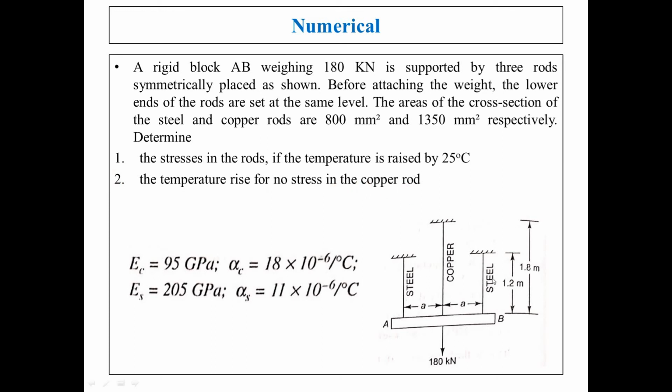So two steel rods and one copper rod are given. Their lengths are different, so it is a case of the composite section. It is a case of temperature rise, and it is a case of generalized loading. The loading is 180 kilonewton, and the particulars are given: EC, the modulus of elasticity for copper, the modulus of elasticity for steel, alpha C, the coefficient of linear expansion for copper, and alpha S, the coefficient of linear expansion for steel. You can see the two values alpha C and alpha S. The value for copper is more, so the expansion of copper will be more than that of steel.